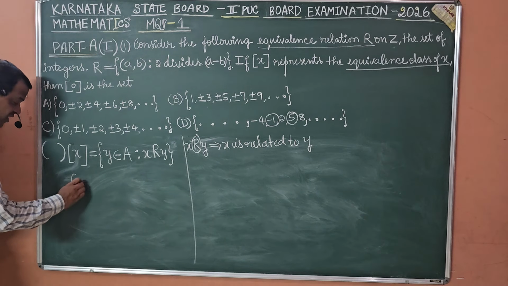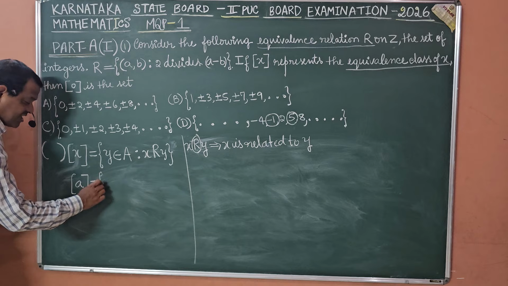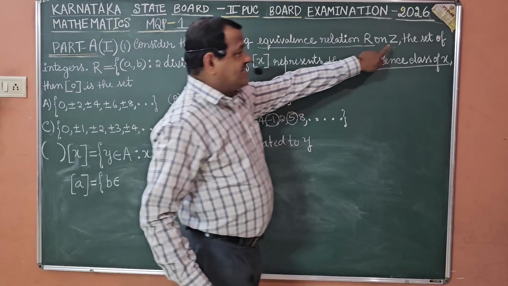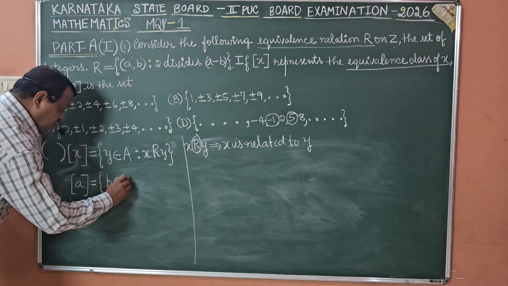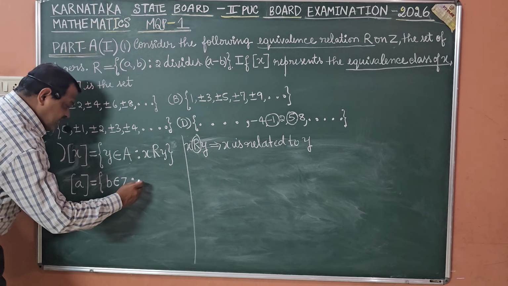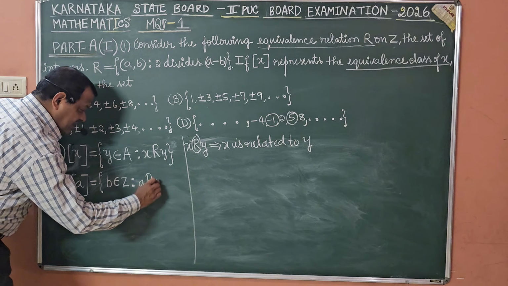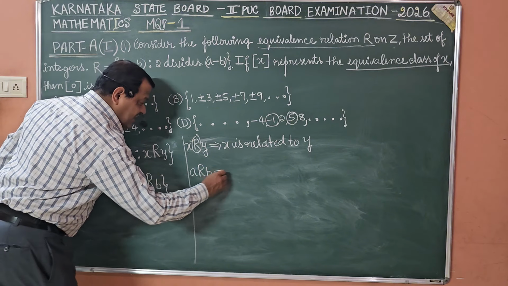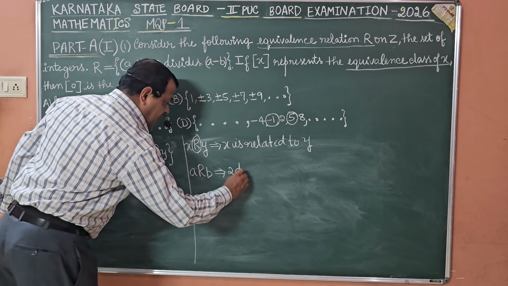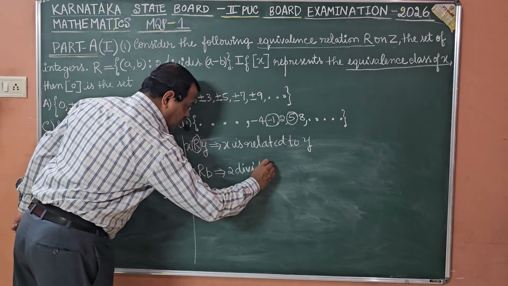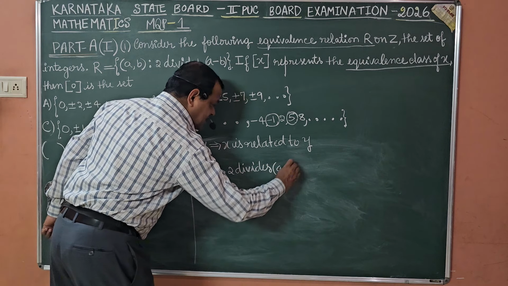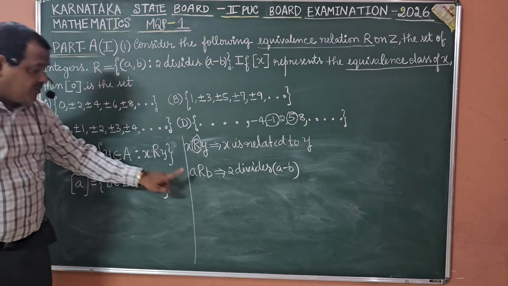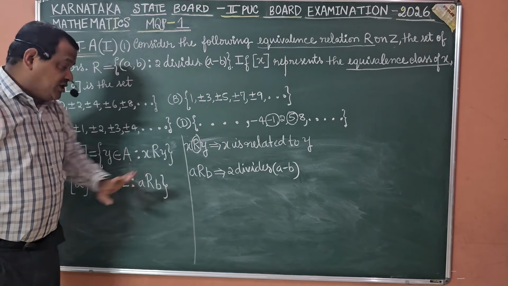Therefore, if I define the equivalence class of A, it contains all those elements B from the set A. In this exercise, set A is the set Z of integers, such that this first element A must be related to B. Let us see in this exercise what we mean by A is related to B. It means 2 divides A minus B. This is what they have given in the relation. Then only (A, B) belongs to R. (A, B) belongs to R means A is related to B.